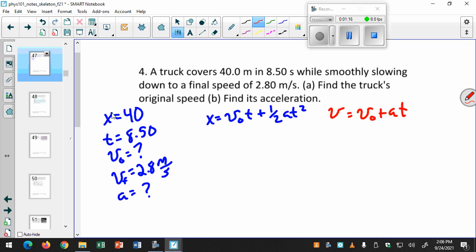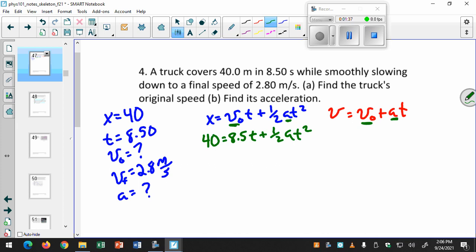I'm going to underline the things that I don't know. I don't know v naught, and I don't know a. I can go through and then put in numbers if I like. 40 is equal to 8.5t plus 1/2 at squared.